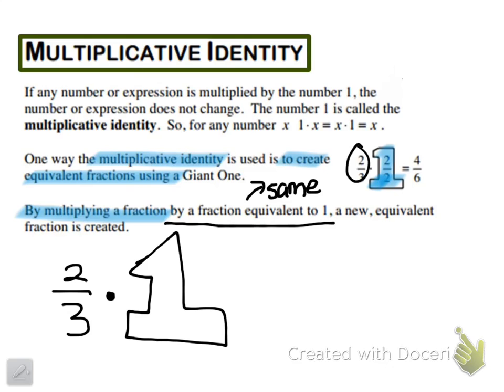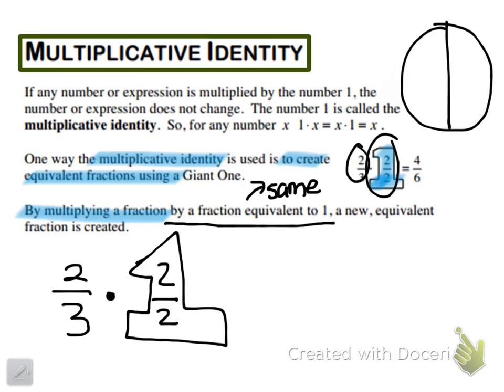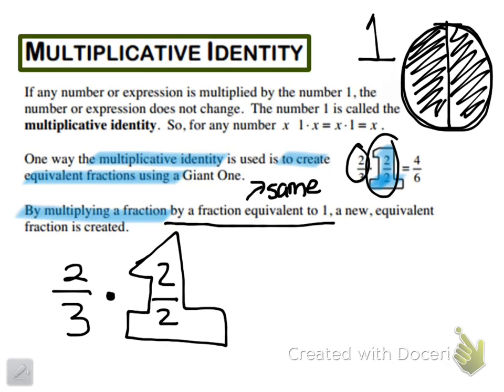Okay, and we notice here in our giant 1, they have 2 divided by 2. How is that equal to 1? Well, let's look at a picture. Split it into 2 parts. This entire piece equals 1 whole. So if we color in 2 out of 2, do we have 1 whole? Absolutely. And that's going to equal 4/6.